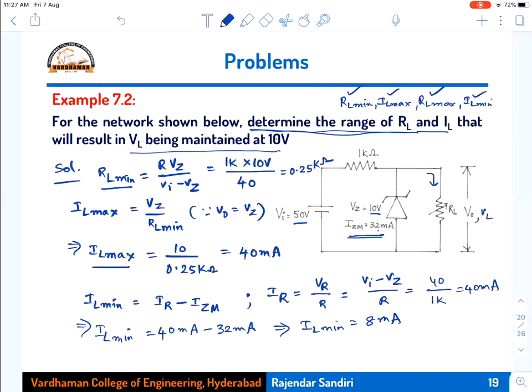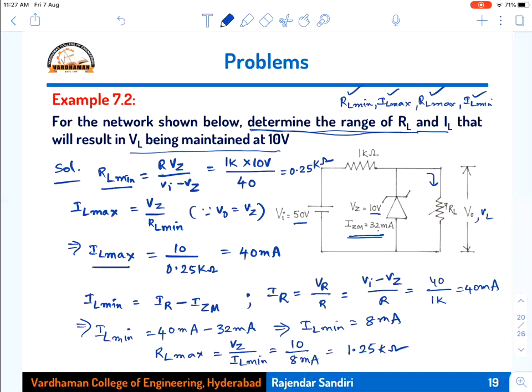Then I have to calculate RL maximum by simply using Ohm's law. RL maximum is equal to Vz by IL minimum. So Vz is how much? 10. IL minimum is how much? 8 milliamperes. That is equal to 10 by 8, which is 1.25 kilo ohms.